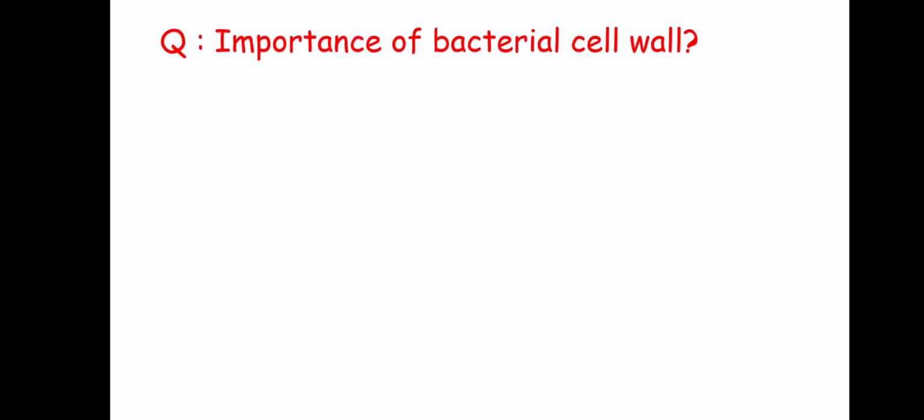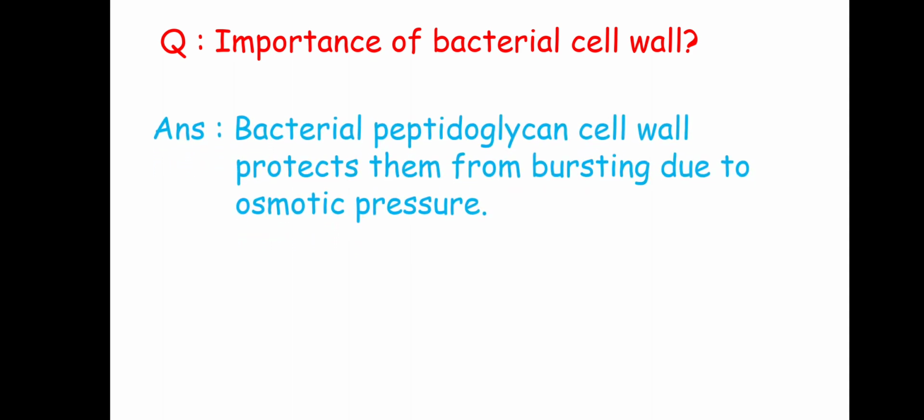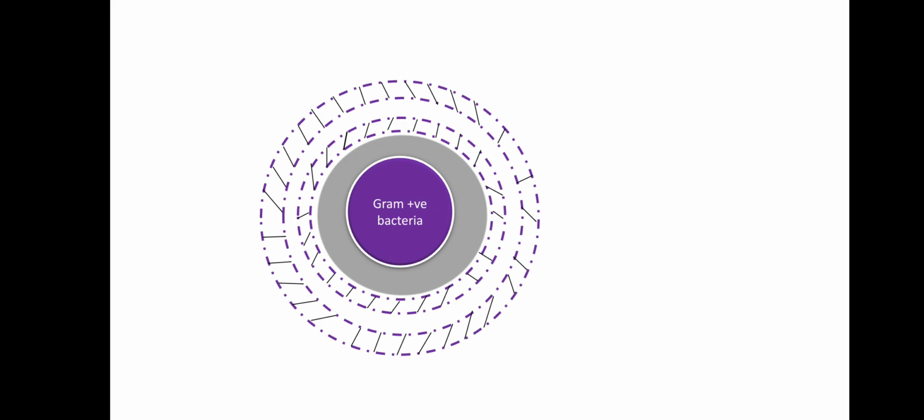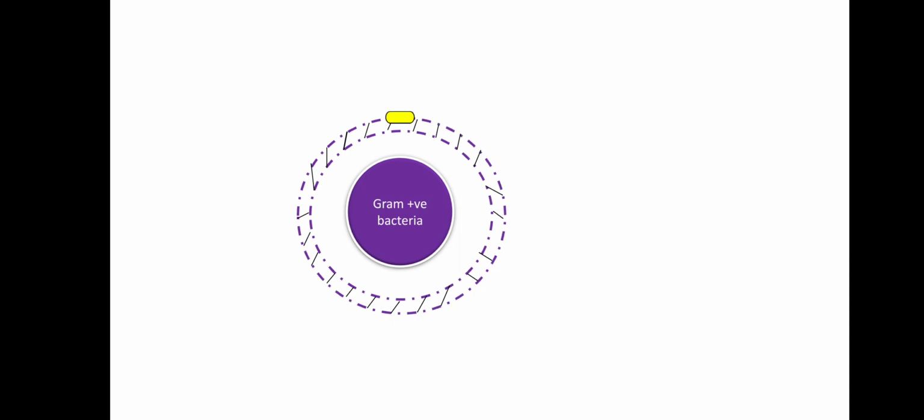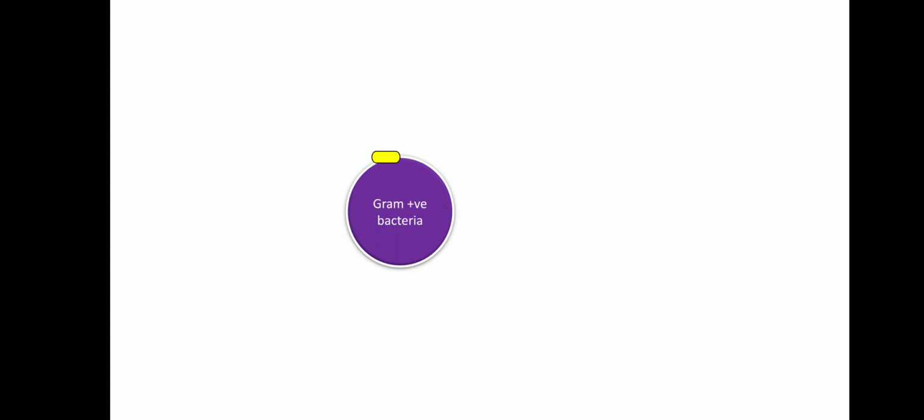Next, you might be wondering why we are giving so much importance to this bacterial cell wall. The answer is that the bacterial peptidoglycan cell wall protects them from bursting due to osmotic pressure. Suppose this is a gram positive bacteria, and when an antibiotic approaches it, it will start damaging the peptidoglycan cell wall. Okay, it will go on damaging it, until it finally reaches the bacteria. So there is no cell wall present here.